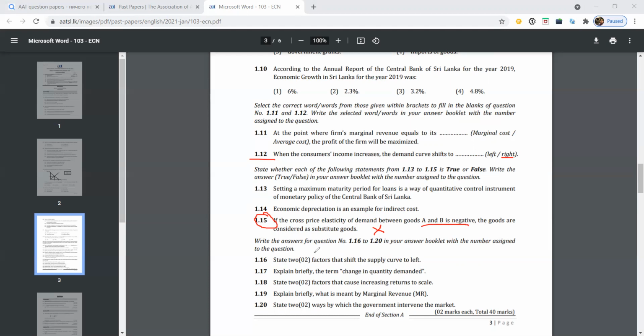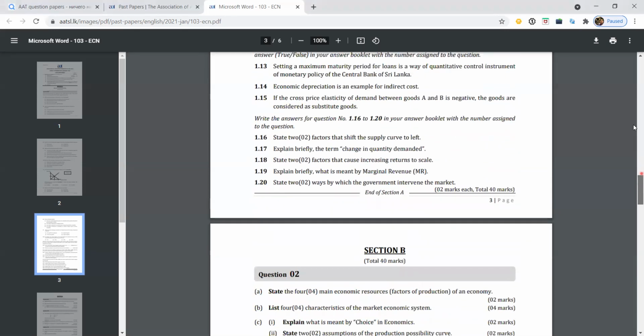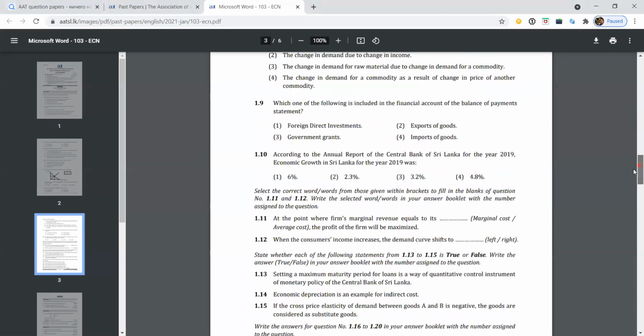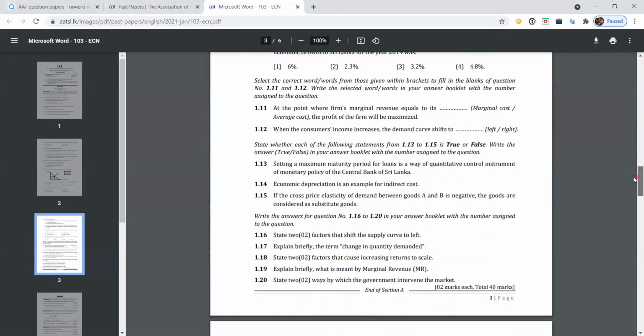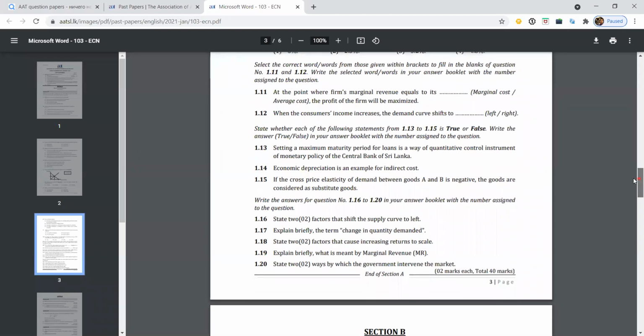Then next one, write the answers for the following questions. Right. First question says, state two factors that shift the supply curve to the left. So we have to write two factors that shift the supply curve left. You can download these papers from the site. I will go through the points here. If you cannot write them down, this video is on YouTube and I will give you the link. So write down the points I say. Okay.